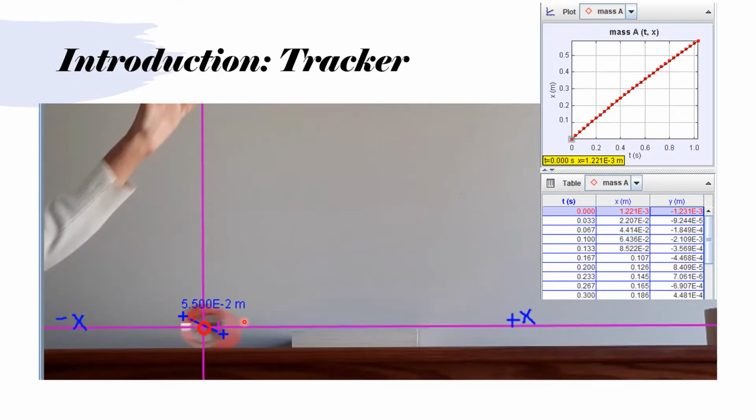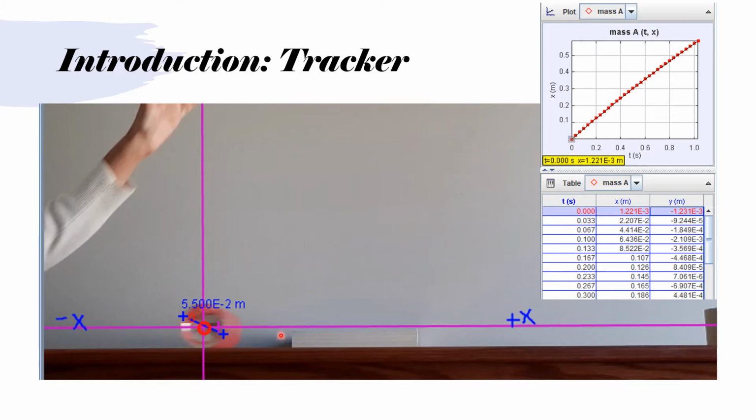So after using the calibration stick to set the object's length to 5.5 centimeters or 0.055 meters and laying over an x and y axis, we are able to determine the initial conditions. In the video, the object is moving across the positive x-axis to the right.